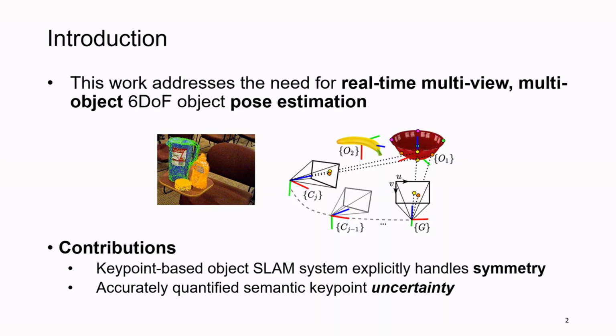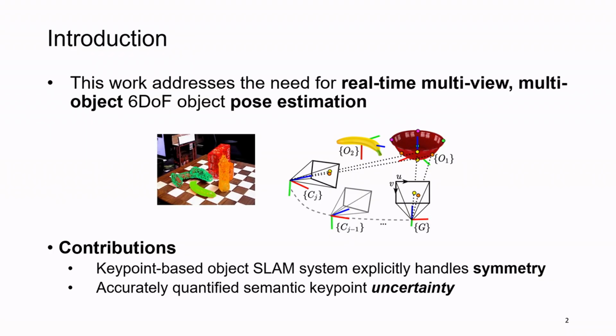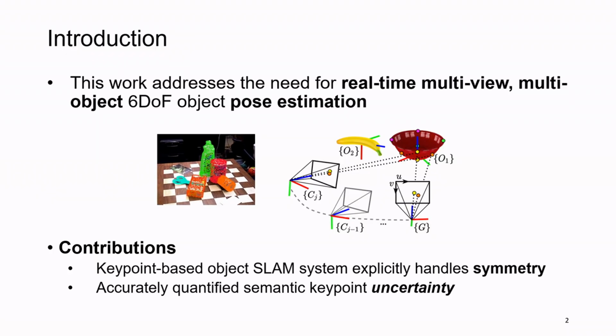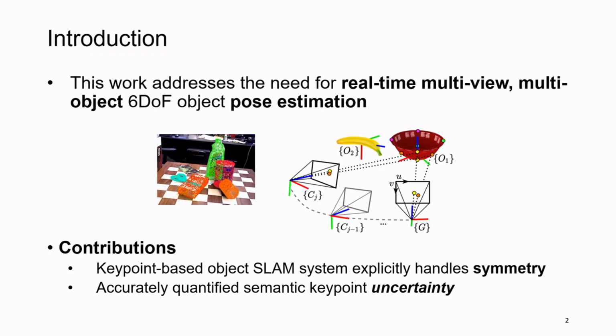The key contributions of this work are a keypoint-based object SLAM system that explicitly handles the symmetry of objects, such as the bowl that you can see here in this figure. We also accurately quantify the uncertainty for semantic key points and show that it is accurate in experiments.